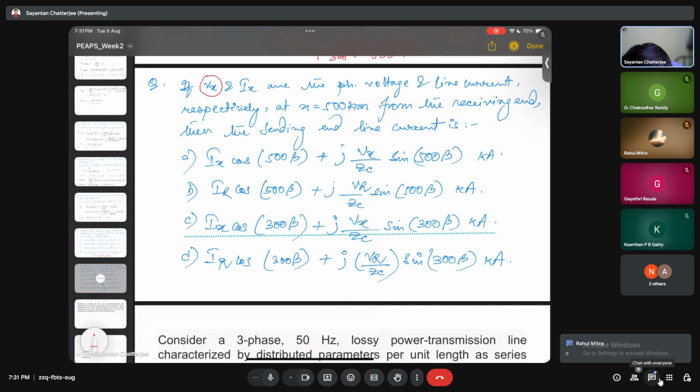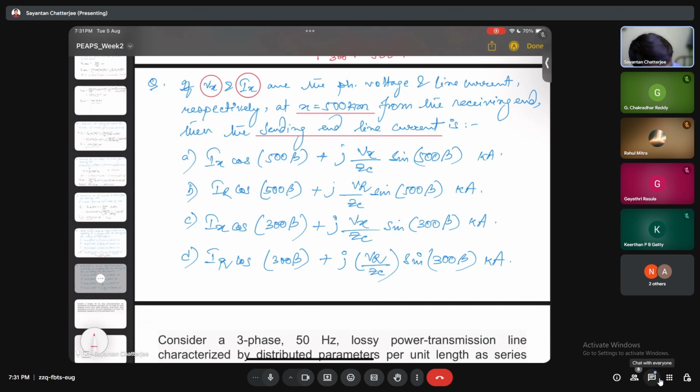So let me highlight this. This is the 500 kilometer again. It's the same value. So here we need to say the sending end line current. This is the value or equation that is required. So yes, option C, as you have mentioned, is correct. I hope it's clear for everyone, right?